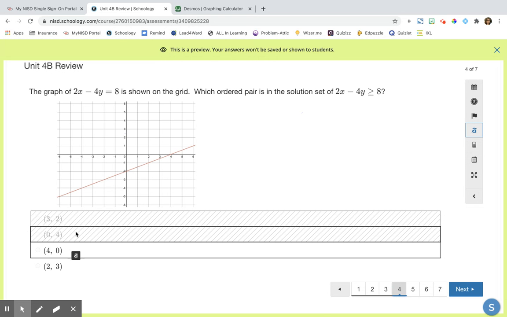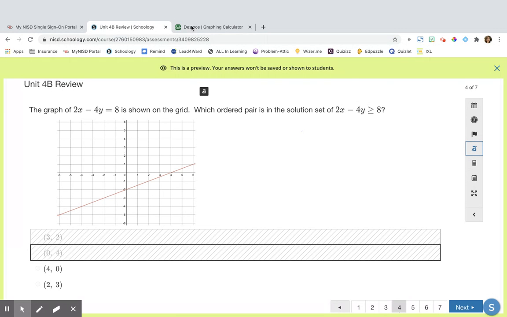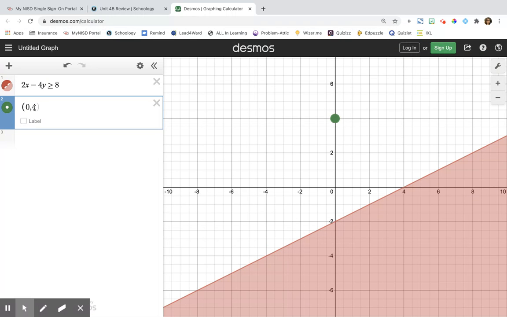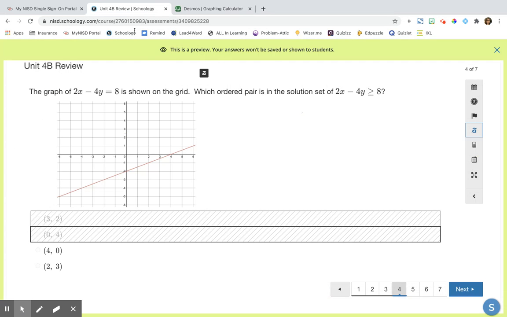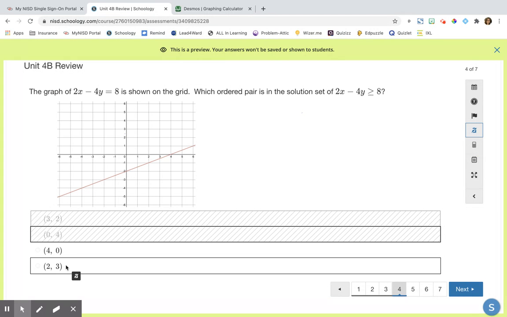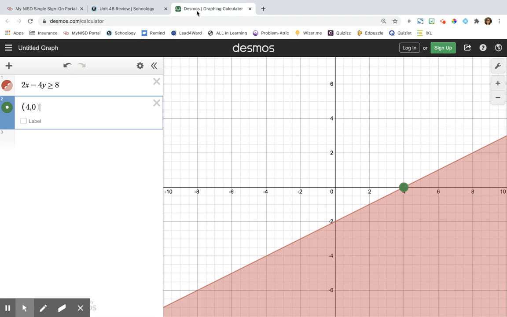What about 4 comma 0? Okay, so this one lands right on top of the line. Does it count as part of the solution when it's right on the border? Well, this one is a solid line, so I think the answer is yes. So I'm pretty sure that that's my answer, but I'm going to test the last one anyways, just in case. So 2 comma 3.